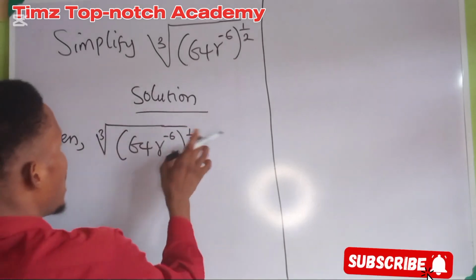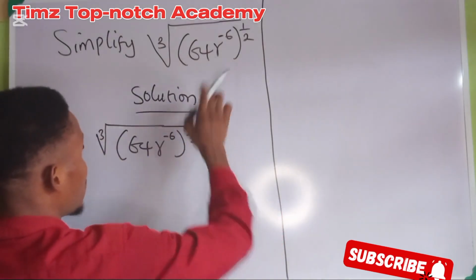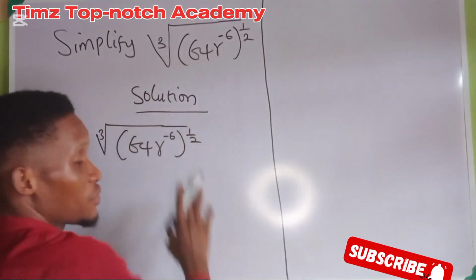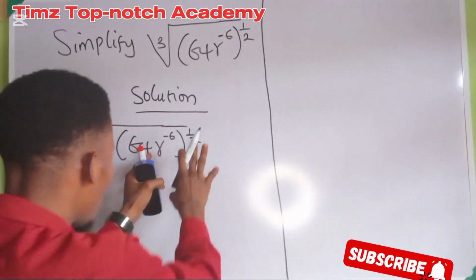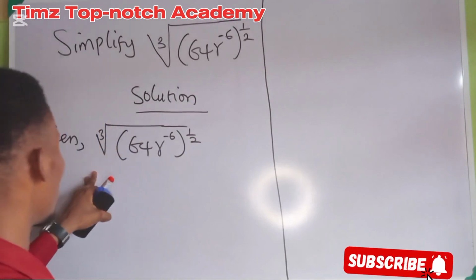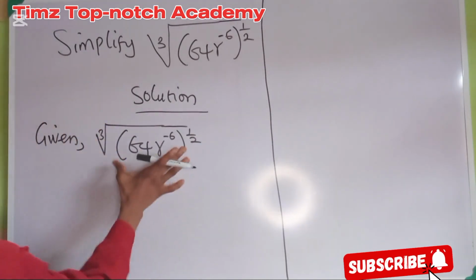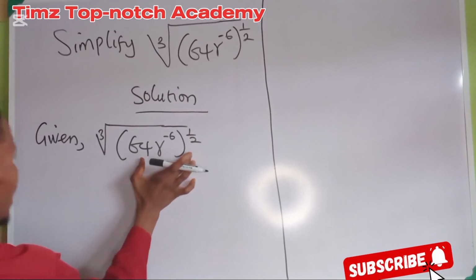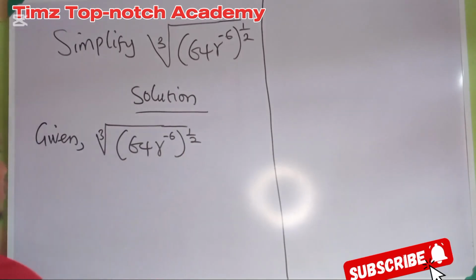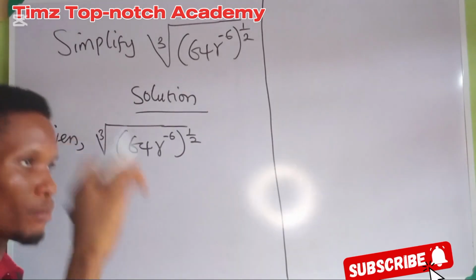Remember, everything here is inside the bracket. It's not that this is outside. It's inside the cube root. So if something like this is given to you, the first thing you do after you've written the parameter that is given is to bring out this one inside the root, then simplify it first. Later you go back to add it.